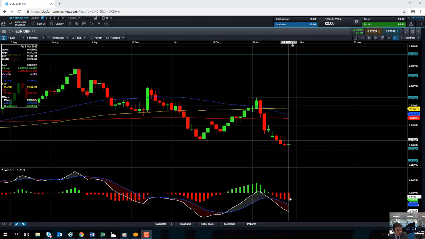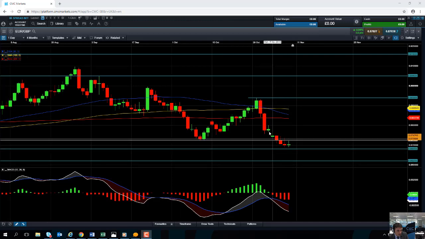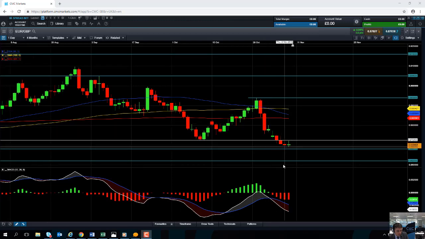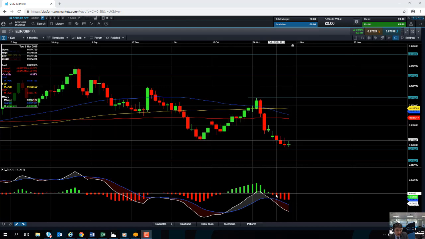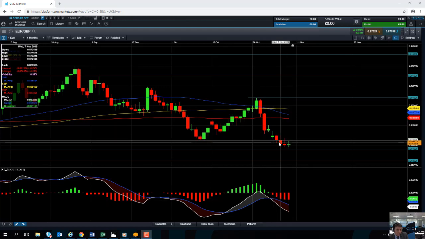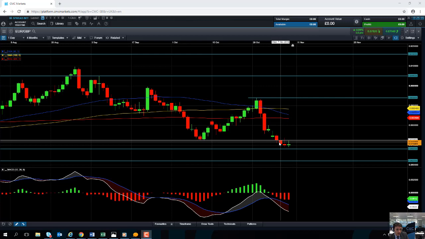If you take a look here at the MACD indicator, the MACD histogram, we can see as the market's moving lower on the price action, there's a steady increase in negative momentum. So the downward move in the underlying market is being confirmed by the steady increase in negative momentum. So it's clear that the sellers, the bears, are in control.